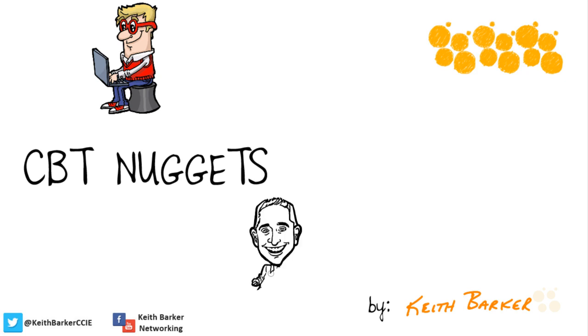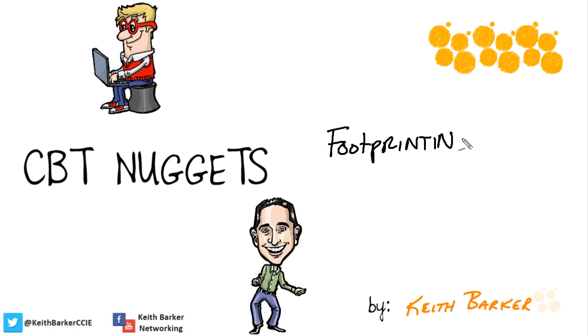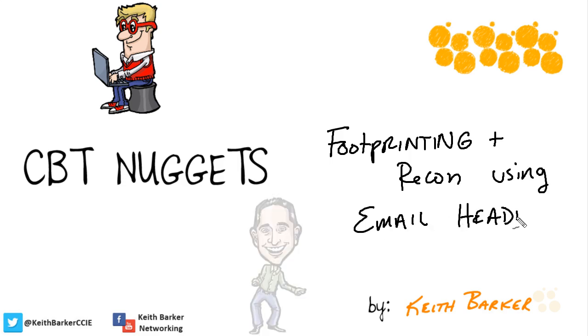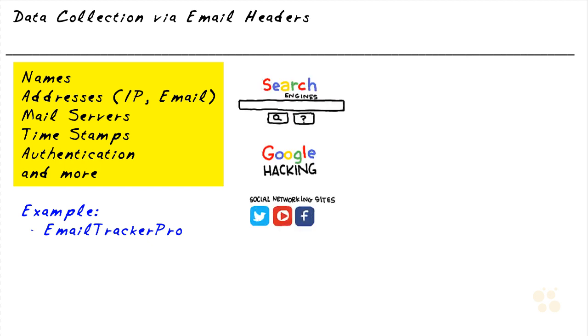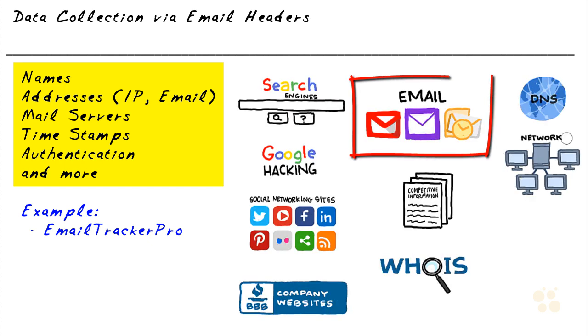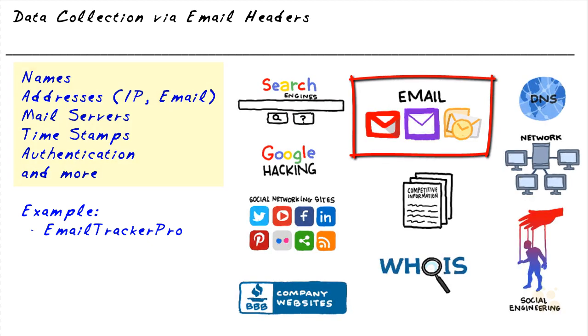There is a wealth of information just sitting in the header of an email message. We can extract information such as timestamps, addresses, both IP addresses and email addresses, names, and much more. In this nugget, I'd like to demonstrate one tool that can be used to help extract that information and look at it, and that's called Email Tracker Pro.